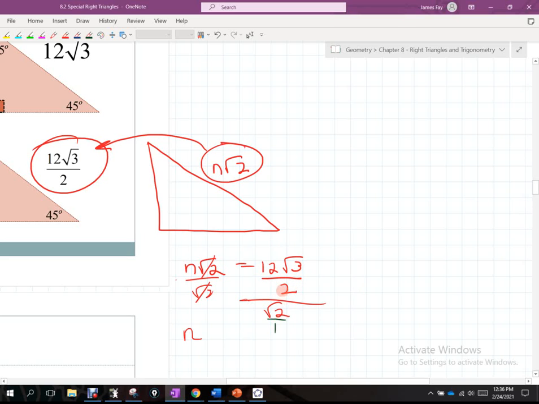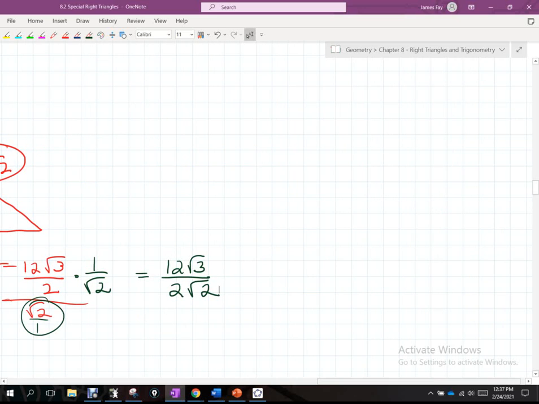You're going to use the relationship that products or multiplication, division are inverses. So I'm going to take that, and I'll find its multiplicative inverse. Its reciprocal, which is 1 over radical 2. Does that make sense? So I'll go straight across the top, I get 12 radical 3. Straight across the bottom, I get 2 radical 2.